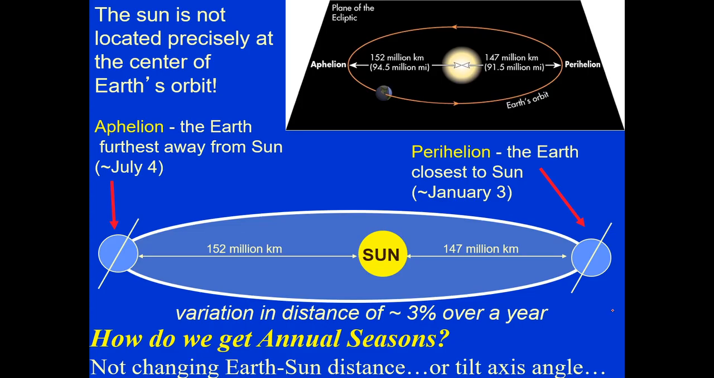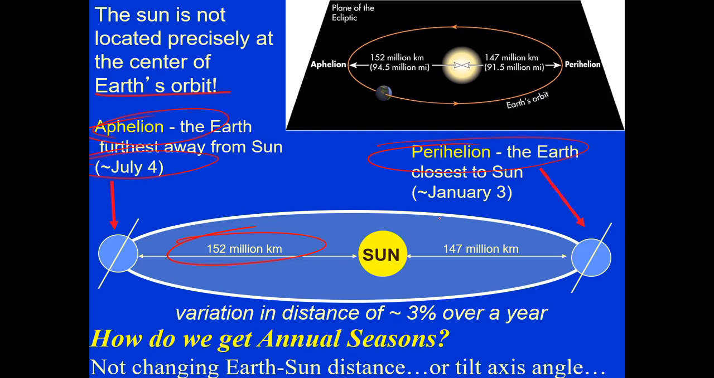Now, the sun, like I said, is not precisely the center of Earth's orbit. We're actually at one of the focuses of an ellipse, and that's why we are not always at the same distance from the sun. Sometimes we're closer to the sun, sometimes we are further away. The point at which we are furthest away from the sun is called the aphelion. It occurs on July 4th, Independence Day, actually. So that's when we are furthest away from the sun.